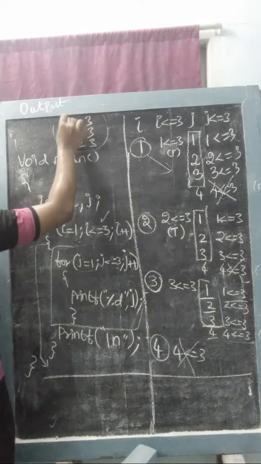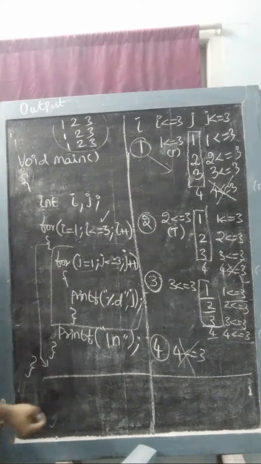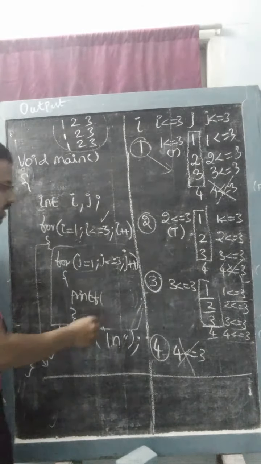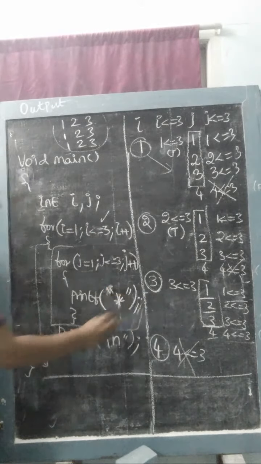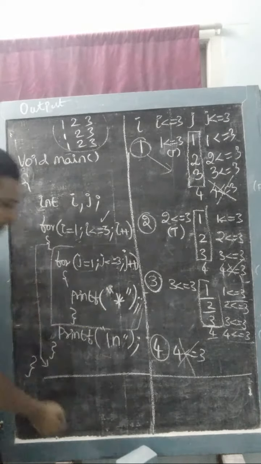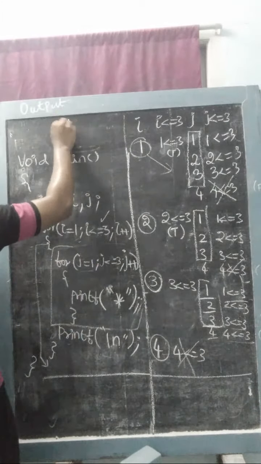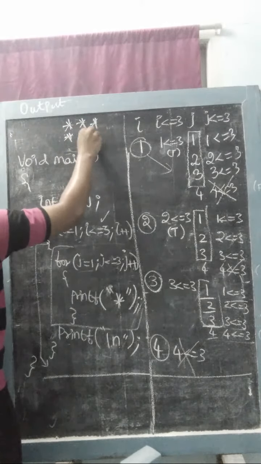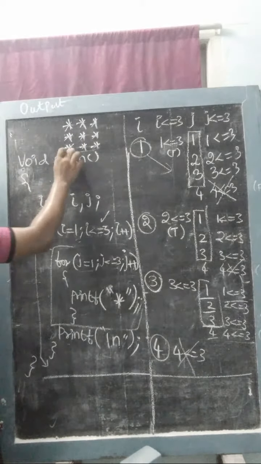So 1, 2, 3, 1, 2, 3, 1, 2, 3. Instead of using I or J, if I use a star inside double quotation marks, what will it become? It will become like that: star, star, star, star, star, star, star, star, star.